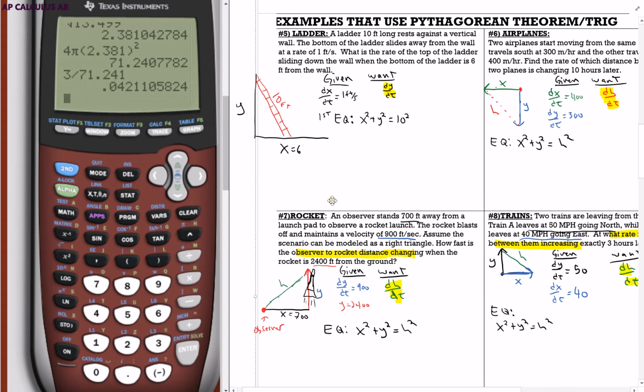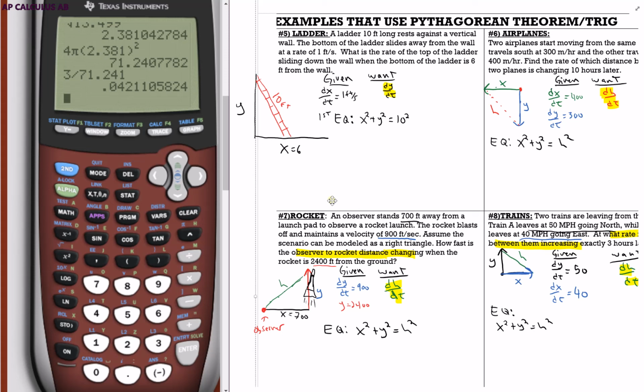All right, so here we are on the Pythagorean Theorem / trig problems. And again, I already set them up. We just need to do the calculus part on them. So in the first one, there's a ladder leaning against a wall. Here's that red ladder on the wall, and it's 10 feet long.